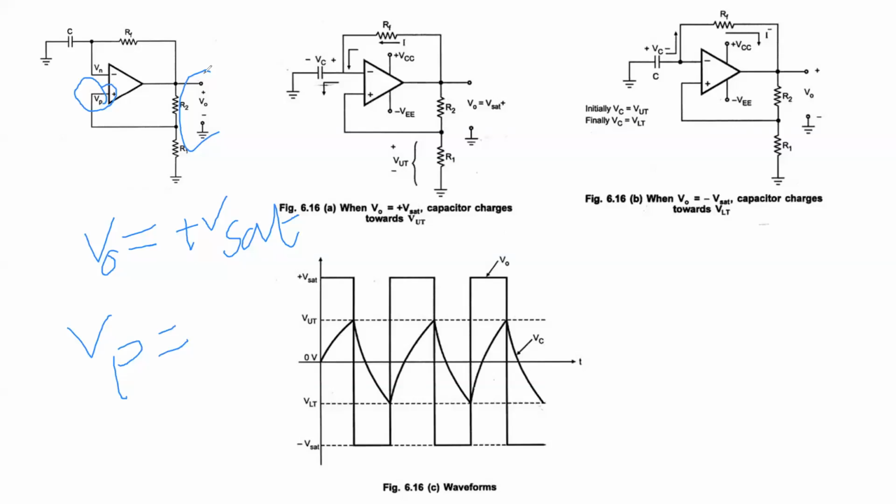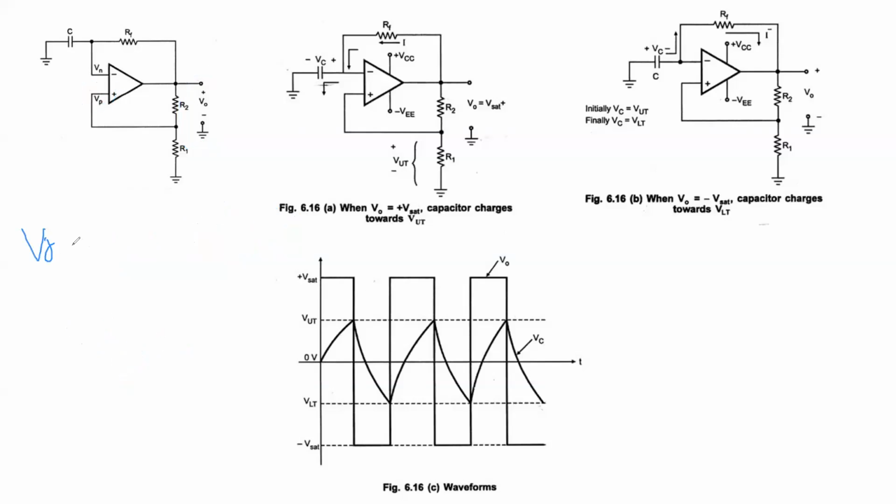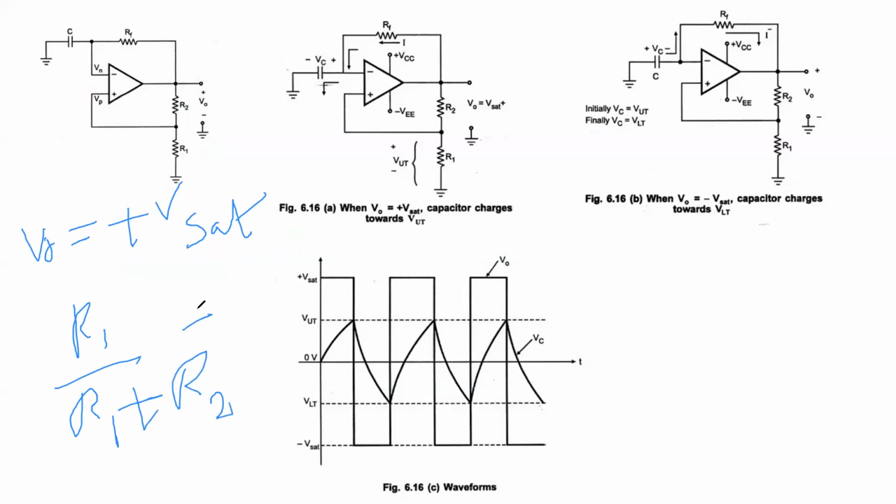When V naught equal to plus V sat, what is VP? I mean the voltage at the non-inverting terminal. What is the voltage at the non-inverting terminal? R1 by R1 plus R2 into plus V sat.